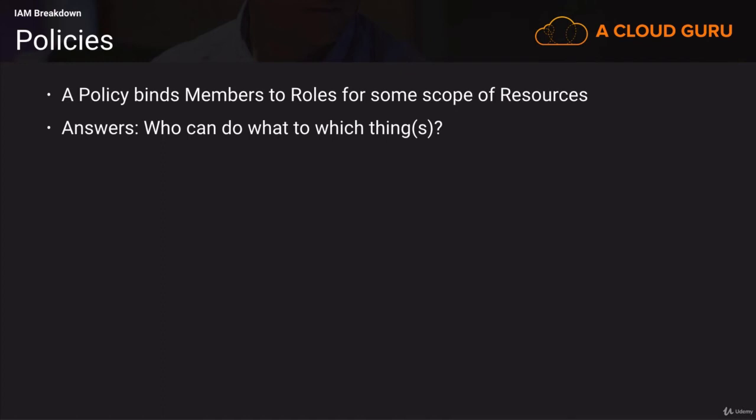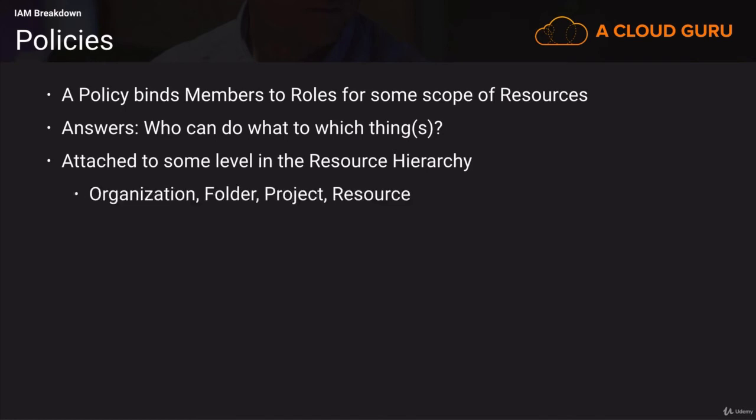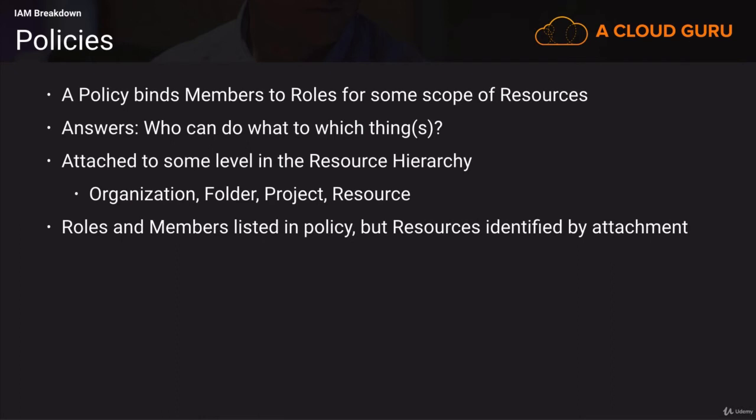So if you remember back to the resource hierarchy, you would find some place in that resource hierarchy to attach a policy, whether it's at the top level of the organization, some folder or subfolder within that, or maybe a specific project, or even a specific resource inside of that project. These are all places where you could attach a policy. And that attachment is how you identify the resources. The policy itself lists the roles and members, but it's only this attachment that defines which resources are to be affected.